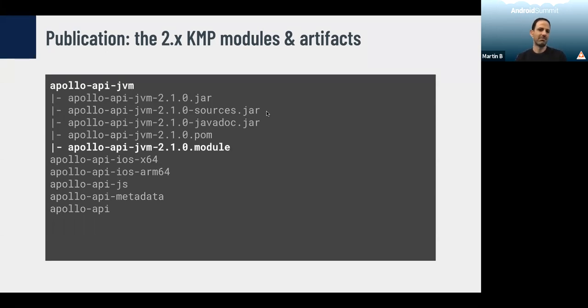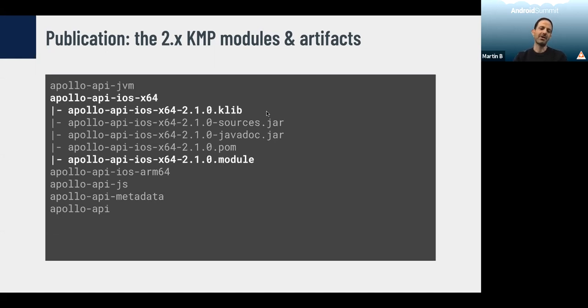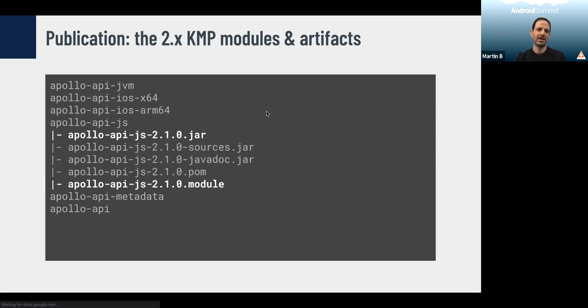If you go back to the JVM artifact, you will see it's mostly the same thing. One difference is that now you have a module file, which is a new thing from Gradle, that I will cover a little bit later. For iOS simulator and ARM, you now have klib artifacts, which are like jars more or less, but for native binaries. And then for JavaScript, you also have a jar file, which is completely different from the JVM one, because this one contains JavaScript, obviously.